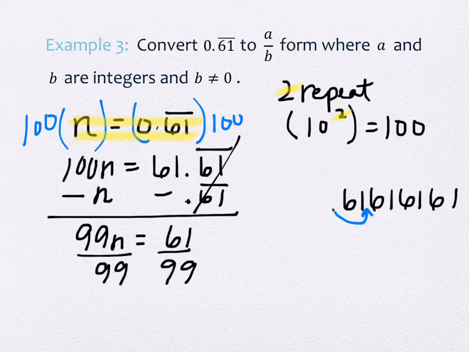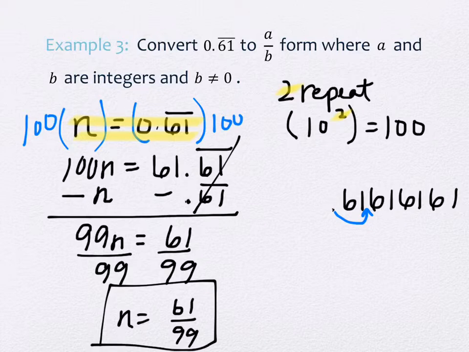And then if I have the ability to do so, that is, if it's not in reduced form, I would actually go in and reduce it. This actually is as simplified as this particular one gets. There aren't any common factors. So at that point, we're actually done. This fraction that corresponds to 61 hundredths is the fraction 61 over 99.